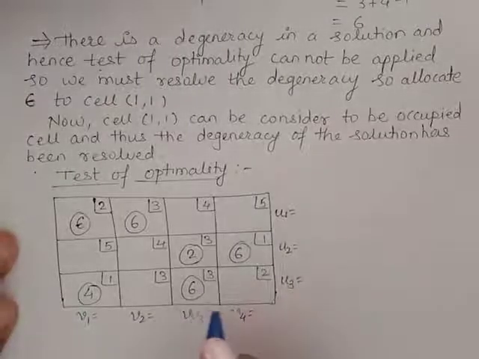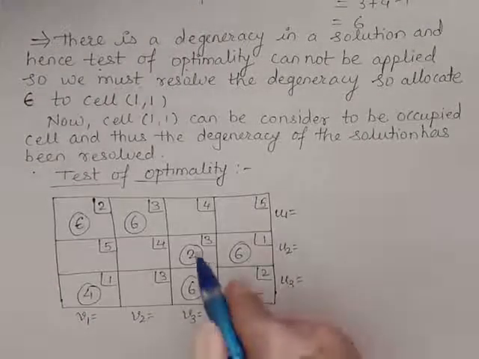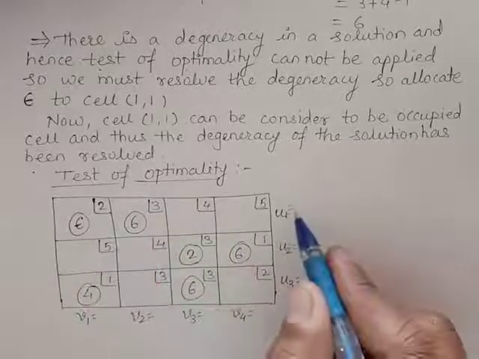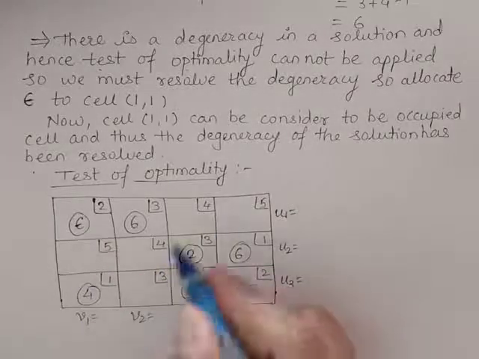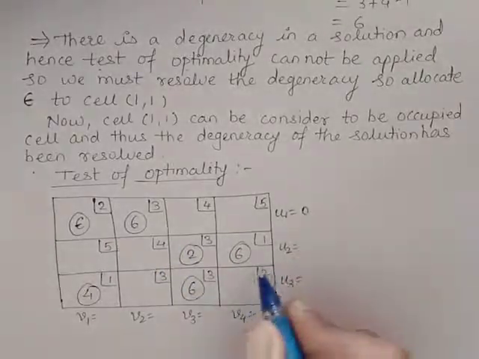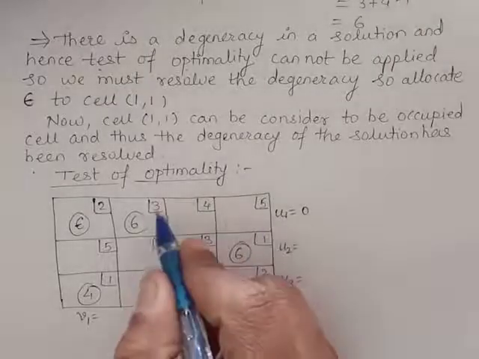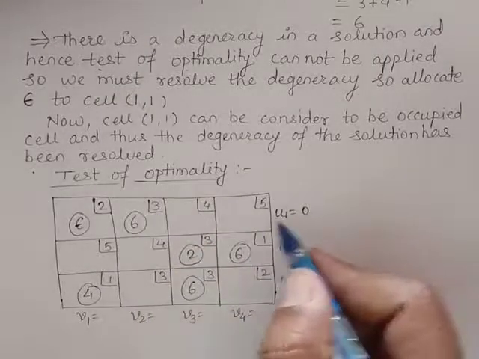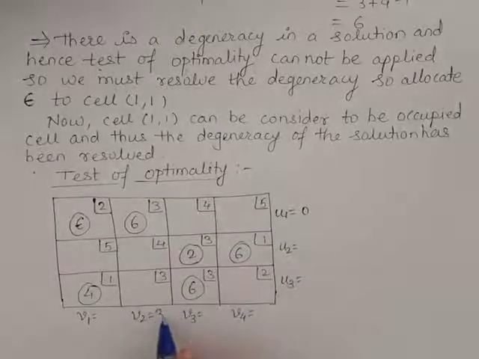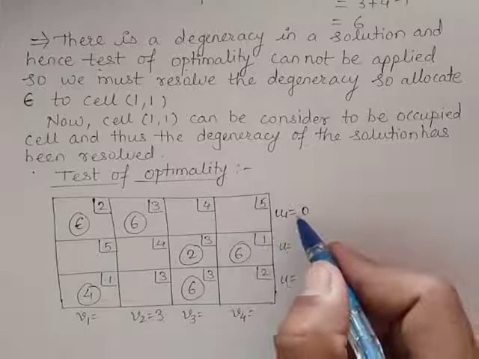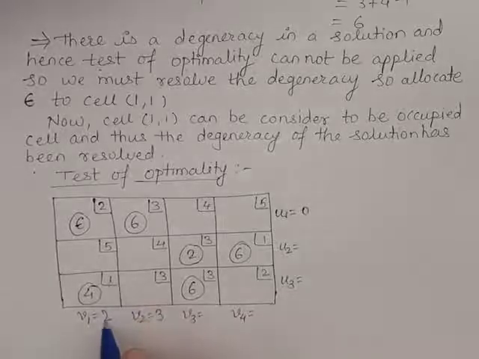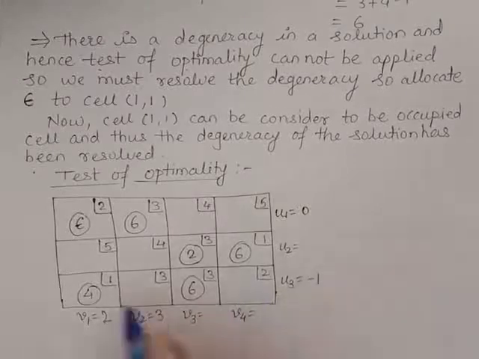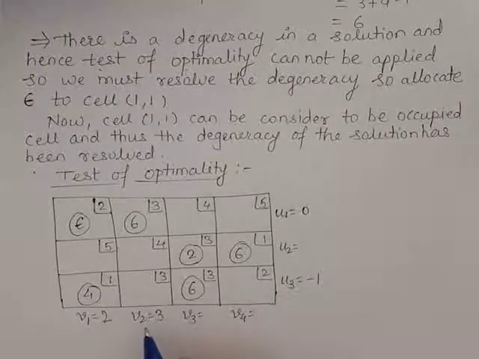So let's do that. Now we can assume either V3 0 or U1 0, or U3 also 0, U2 also 0. Most of them have 2 allocations. So let me take U1 0. U1 0, then due to that, what about V2? V2 plus U1 will be this 3. So V2 will be 3. Again V1 plus U1 will be 2. So it will be 2. As this is 2 and here it is 1, the addition of U3 and 2 will be 1. So 2 minus 1 will be 1.